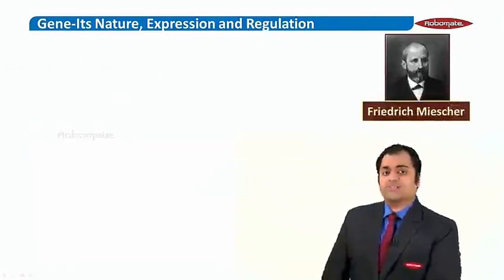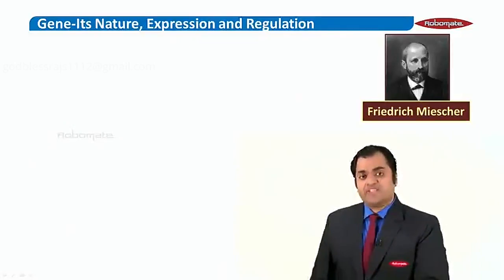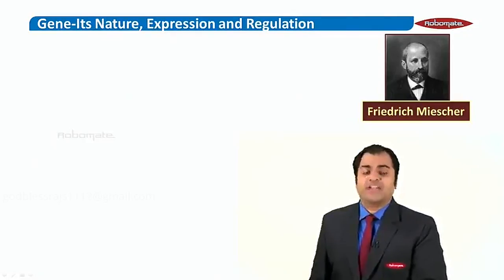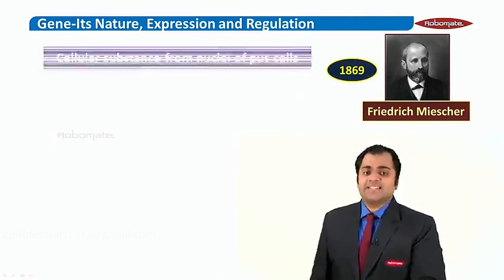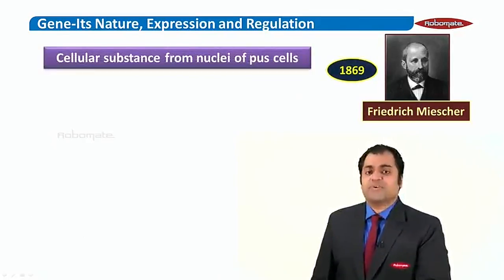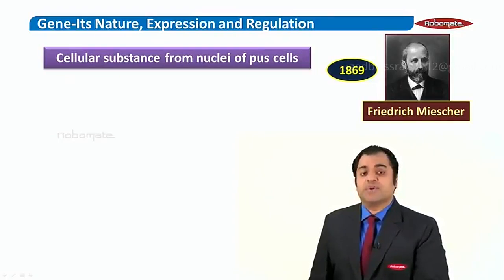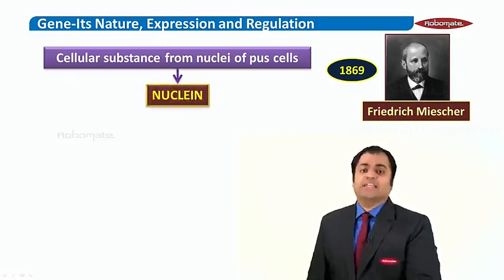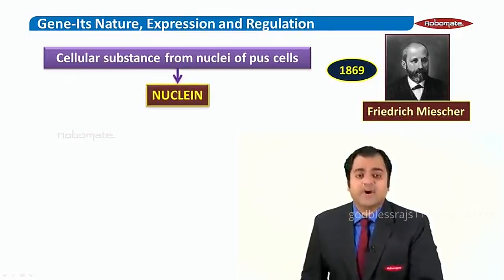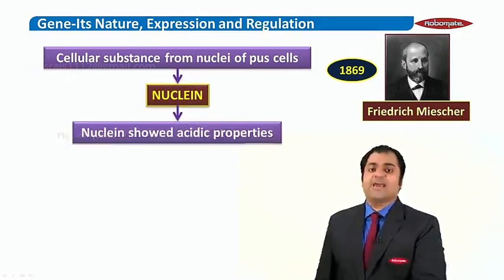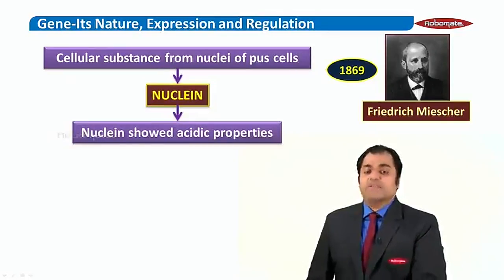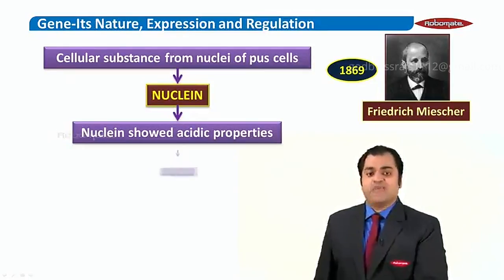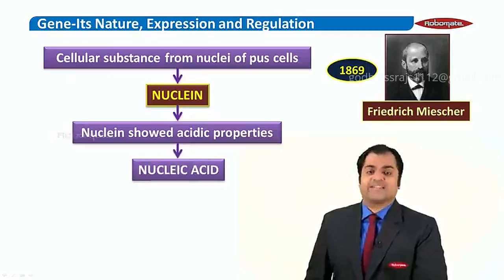Let's look ahead to this man. He is Friedrich Miescher. He is known to discover nucleic acid. And how did he do that? In 1869, Friedrich Miescher separated a cellular substance from the nuclei of pus cells. And because it came from the nuclei, he called it nuclein. Later on, it was seen that nuclein had acidic properties. And because it had acidic properties, the name was changed to nucleic acid.